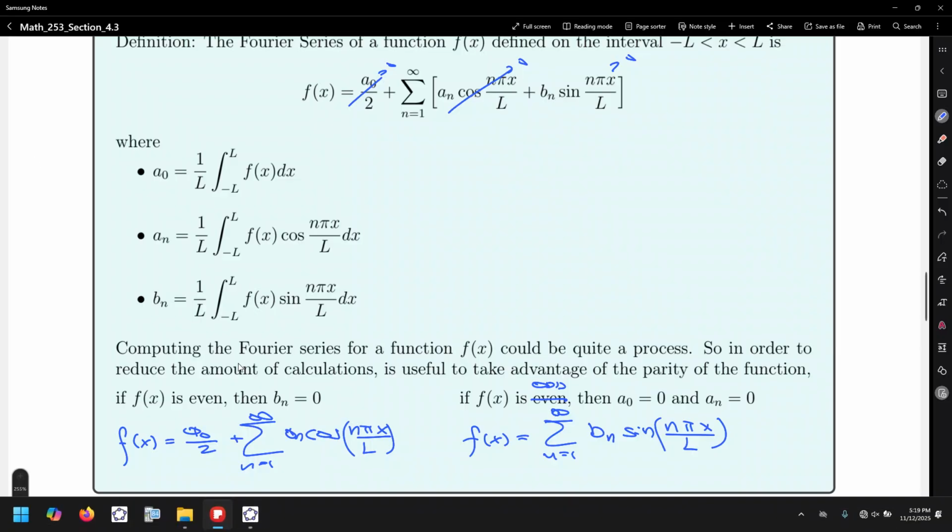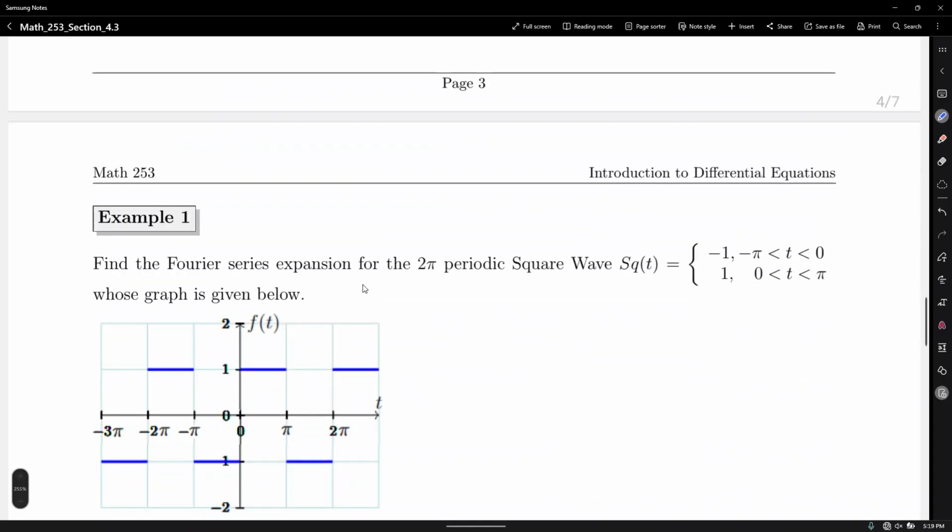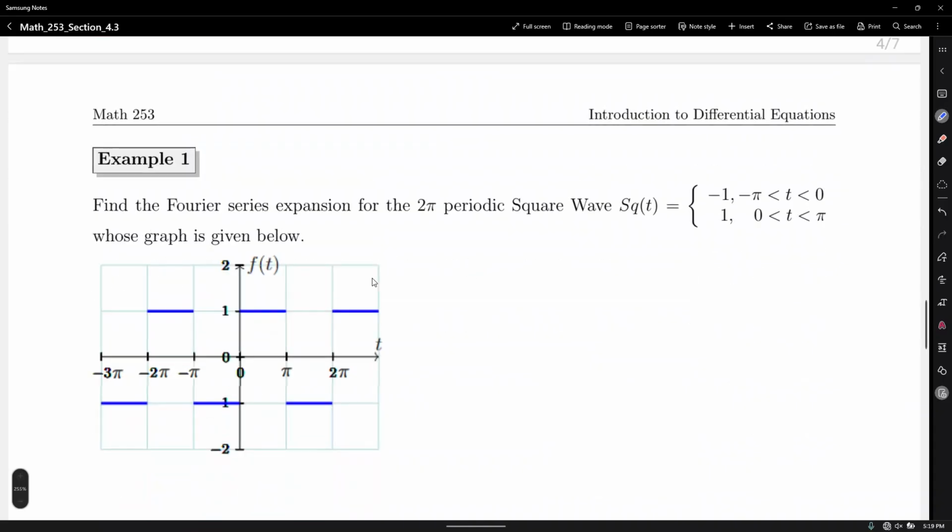Well, first things first, how about we look at one example? We're asked to find the Fourier series expansion for the 2 pi periodic square wave. We usually denote it SQ of t, which is a piecewise function. It's negative 1 for t between negative pi and 0, that is the first piece, and equals 1 if t goes between 0 and pi.